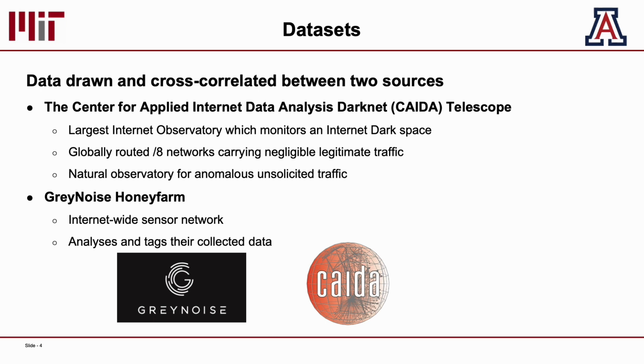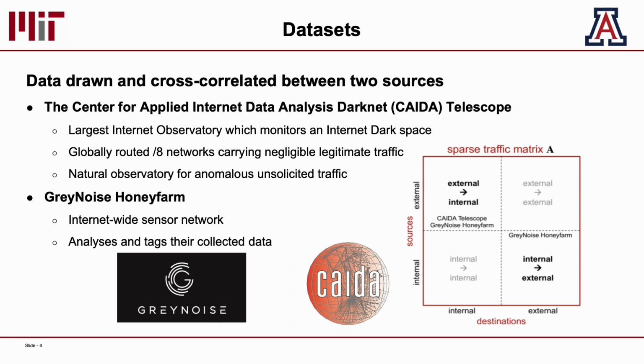Another sensor type is GreyNoise honey farm, consisting of thousands of servers that observe and interact with the Internet to analyze and tag the collected data. As shown in the sparse matrix, the difference between CAIDA and GreyNoise is that GreyNoise servers have the additional capability to converse with the IP sources to identify behavior, method, and intent.